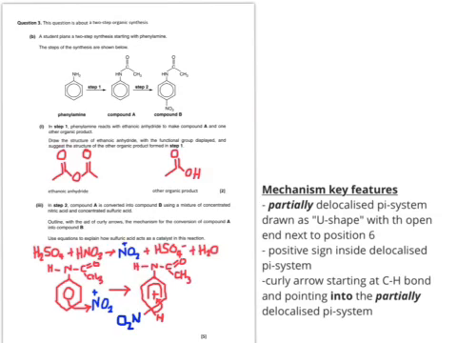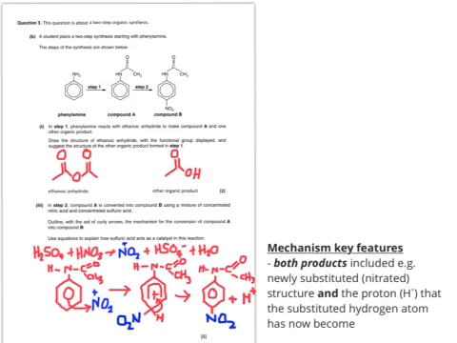In order for that to happen, this carbon-hydrogen bond at position number 6 has to break. So a curly arrow has to point into your newly formed partially delocalized pi system. So your product, or products I should say, both need to be included. So your newly substituted or nitrated structure and the proton, or H+, that the substituted hydrogen atom has now become. Because remember, we broke a carbon-hydrogen bond, didn't we? That hydrogen doesn't just disappear, it turns into a proton, which comes off.